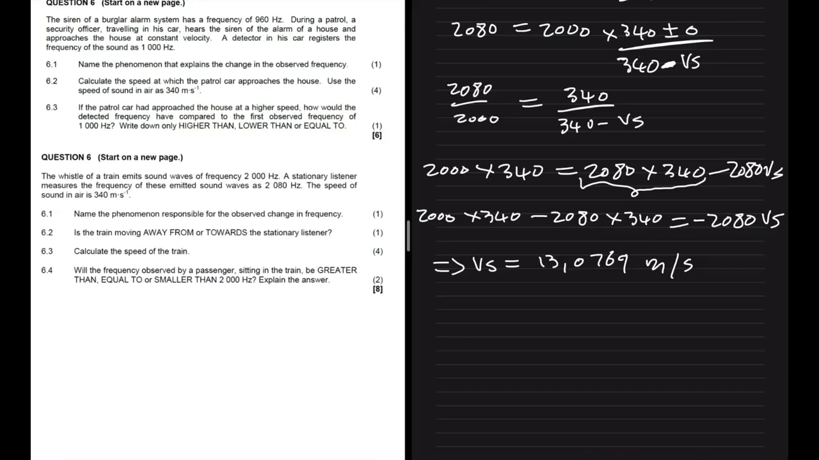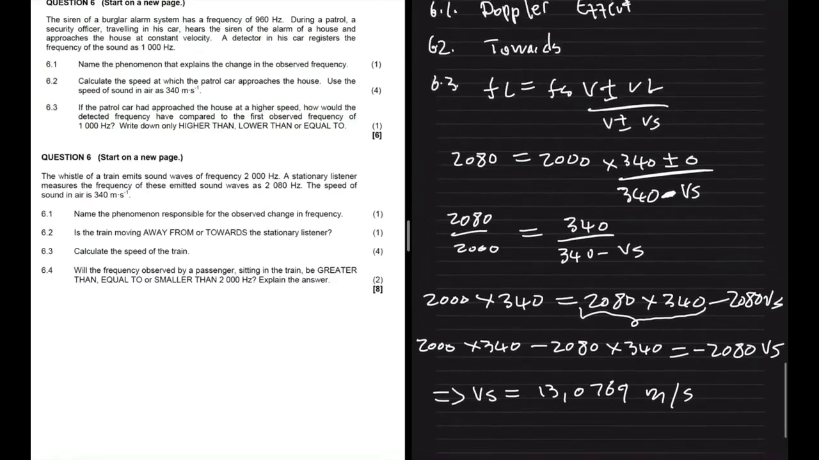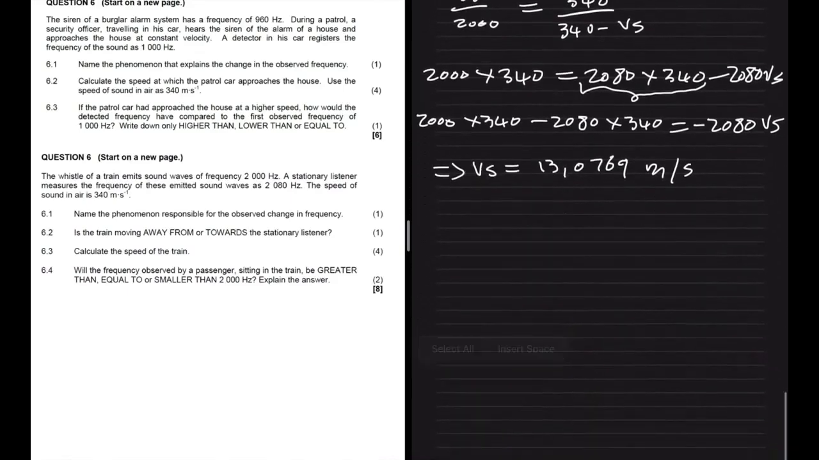6.4 says, will the frequency observed by a passenger sitting on the train be greater than, equal to, or smaller than 2000 Hz? Explain the answer. Well, the frequency observed by a passenger. Oh, okay. The passenger is in the train. So if the passenger is in the train, okay, yeah.